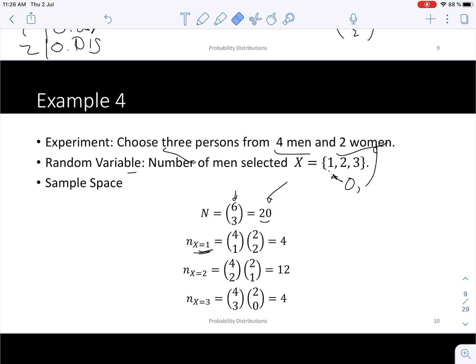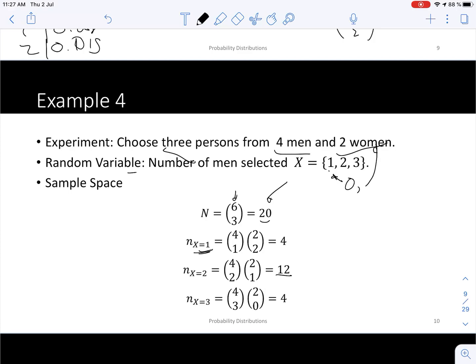Alright, similar idea for when x is equal to 2. So from the 4 men, 2 are selected, x equal to 2. Remember that x is the number of men selected. And of course, from the women, only 1 is selected. So to complete the 3, 2 men and 1 woman. There are 12 possibilities for that.